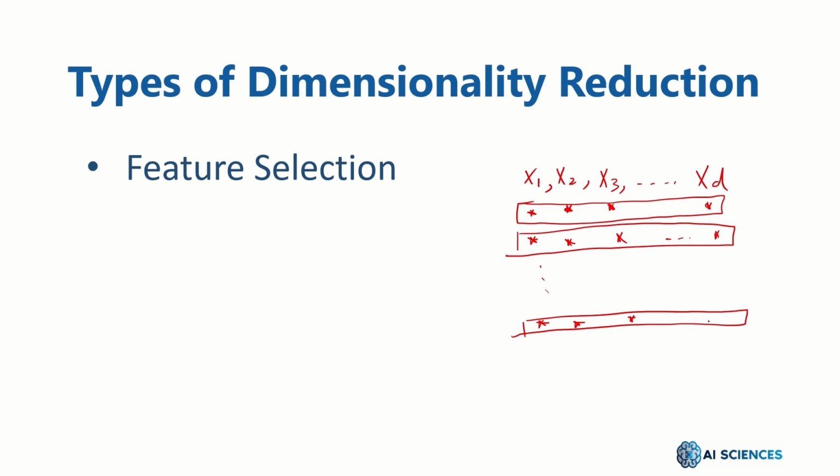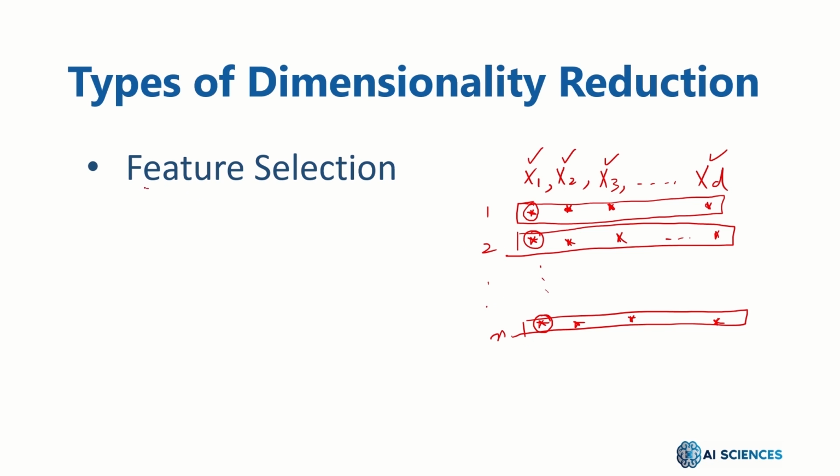So now x1 is our feature 1, x2 is our feature 2, x3 is our feature 3, and let's say we have d features. This is the value of feature 1 in data sample 1, this is the value of feature 1 in sample 2, and this is the value of feature 1 in sample n, if we have n samples: 1, 2, dot dot dot, n samples.